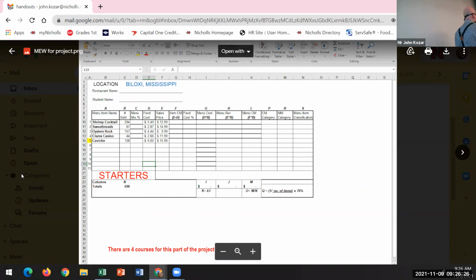So you'll go through your menu engineering worksheet, identify what your dogs and followers are. And if this one is in Biloxi, Mississippi, each of you is going to have a different location, different numbers that you're going to be working with. But you're going to have the same menu items. Now, the menu items might make sense in Biloxi, but they might not make sense in Cleveland or Los Angeles or wherever else you might get.